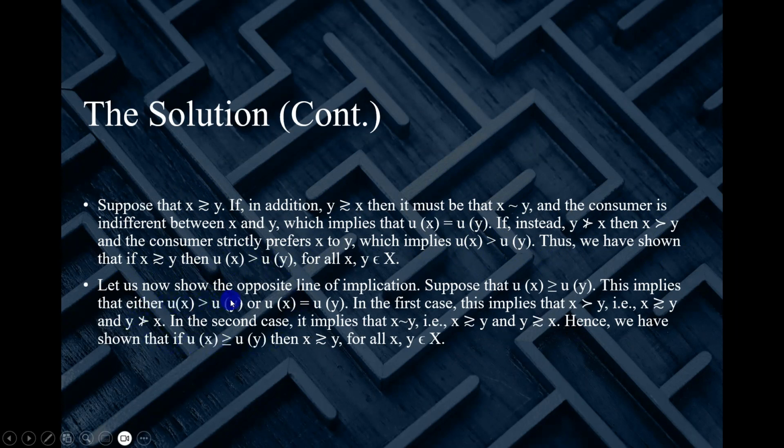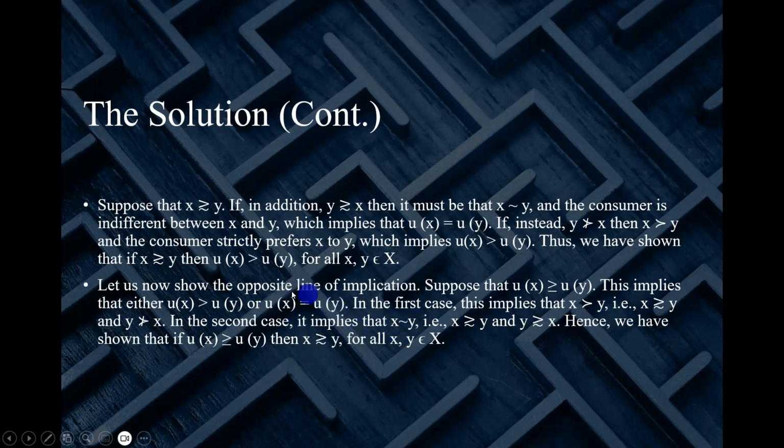Secondly, let us show the opposite line of implication. Suppose utility of x is greater than or equal to utility of y. This implies that either utility of x is greater than utility of y or utility of x is equal to utility of y. In the first case, this implies that x is preferred to y, which is x is at least as good as y, and y is not preferred to x. In the second case, it implies that x is indifferent to y.